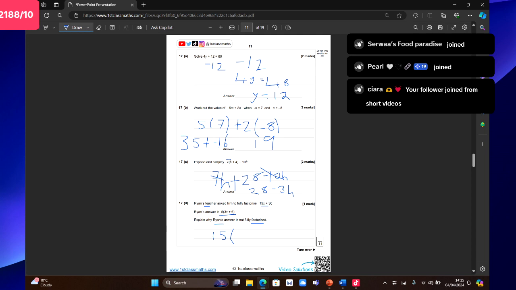So 15 brackets, x plus 2. And that is my fully factorized answer. So you're always looking for the highest common factor, guys.